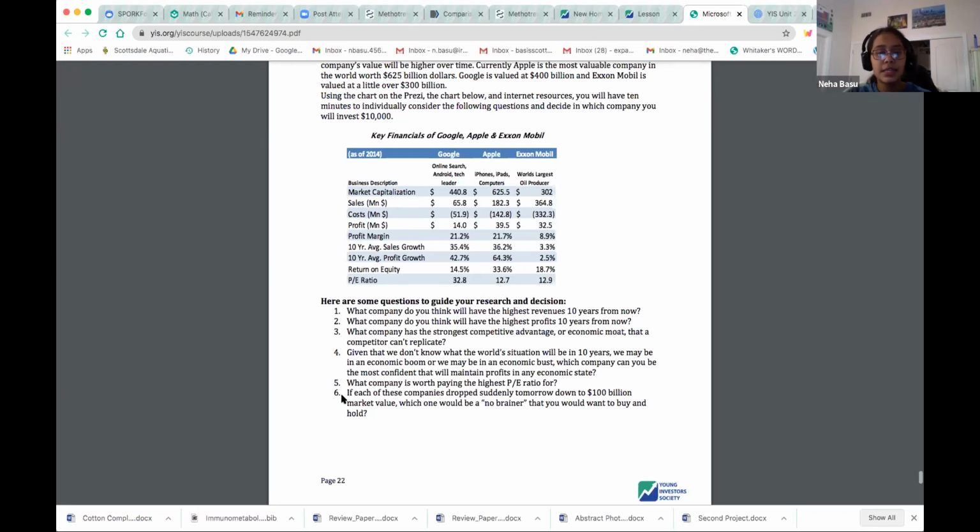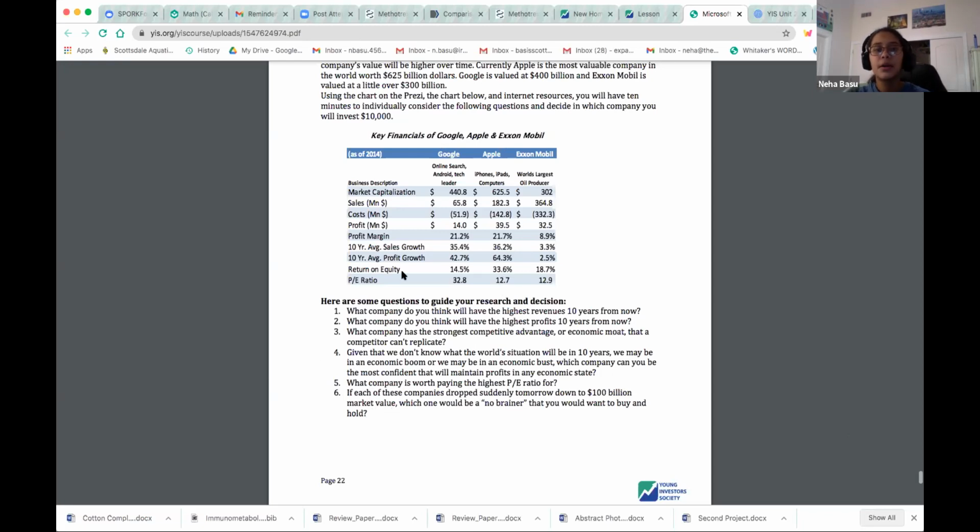And lastly, for number 6, if each of these companies drops suddenly tomorrow down to $100 billion in market value, which one would be a no-brainer that you would want to buy and hold? So what this one is basically getting at is, based on the true value of these 3 companies, which one do you think is the best investment? And feel free to unmute if you did some research, but if not, I'll just keep going.